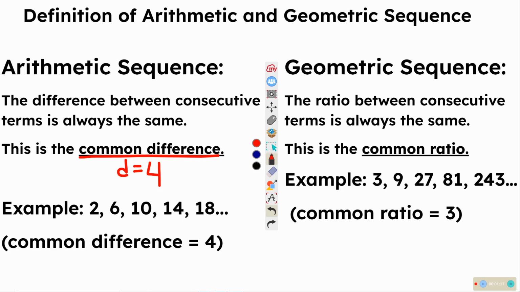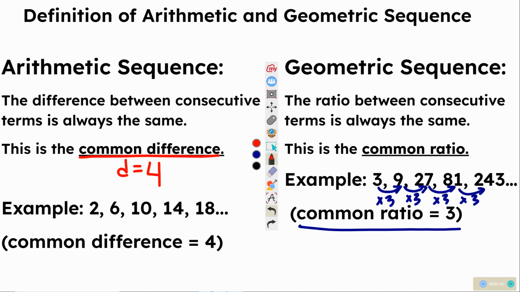Now for a geometric sequence, instead of adding a value every time, we're multiplying. So 9 times 3 makes 27, 27 times 3 makes 81, and 81 times 3 makes 243. We call that value the common ratio. So understand that in arithmetic sequences we're adding the same thing every time, whereas in geometric sequences we're multiplying by the same thing every time.